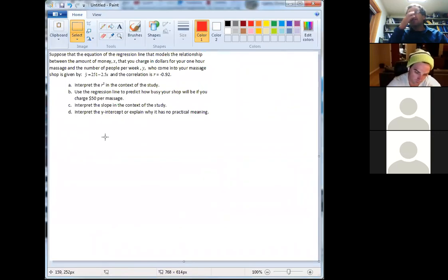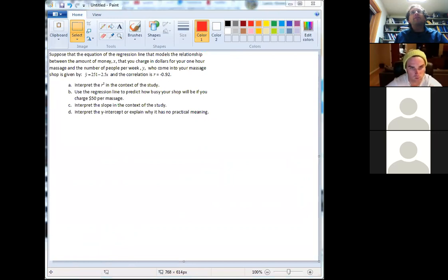Okay, so suppose that the equation of the regression line that models the relationship between the amount of money X you can charge in dollars for your 1-hour massage, and the number of people per week Y who come into your massage shop is given by Y hat equals 251 minus 2.5X. And if the correlation is R equals negative 0.92, so R squared here is 0.92 squared. Any questions on that?